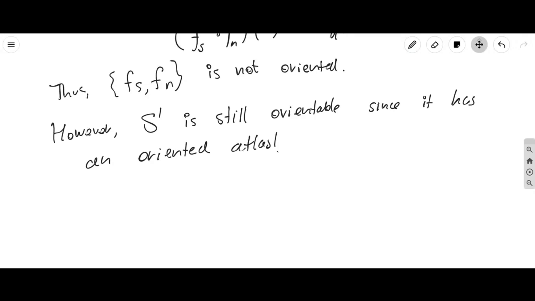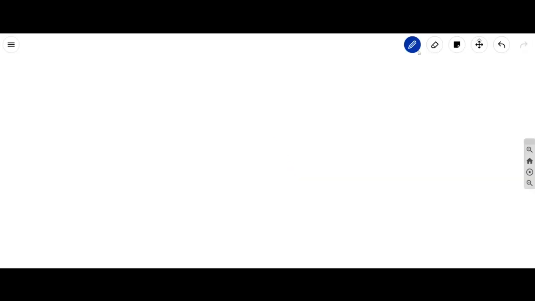So this is an example of something that is orientable, and we gave an example of an oriented atlas and a non-oriented atlas for the same space. So now let's move to the Mobius band and prove that the Mobius band is not orientable. Let's state the theorem: the Mobius band is not orientable.